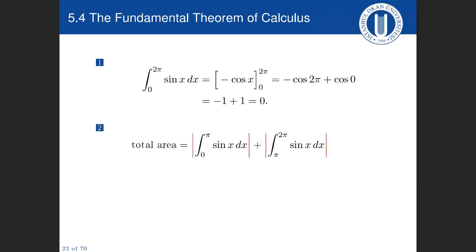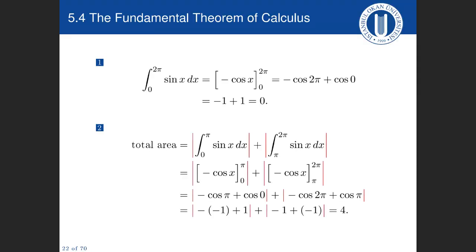And then we're going to do total area. We want to make everything positive. So we're adding in absolute value signs. I want the absolute value of the integral from 0 to pi sine x dx, and then plus the absolute value of the integral from pi to 2 pi sine x dx. And the calculation I leave for you to check later. You can look at this later, check all the details, and check that the answer is equal to 4.